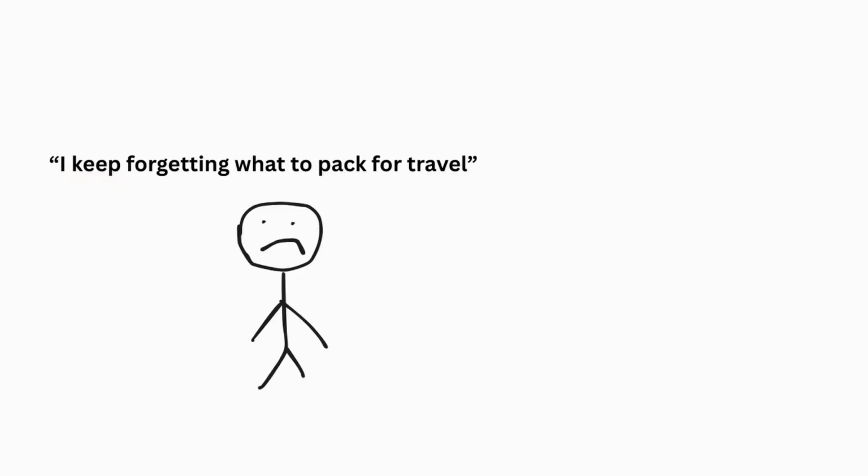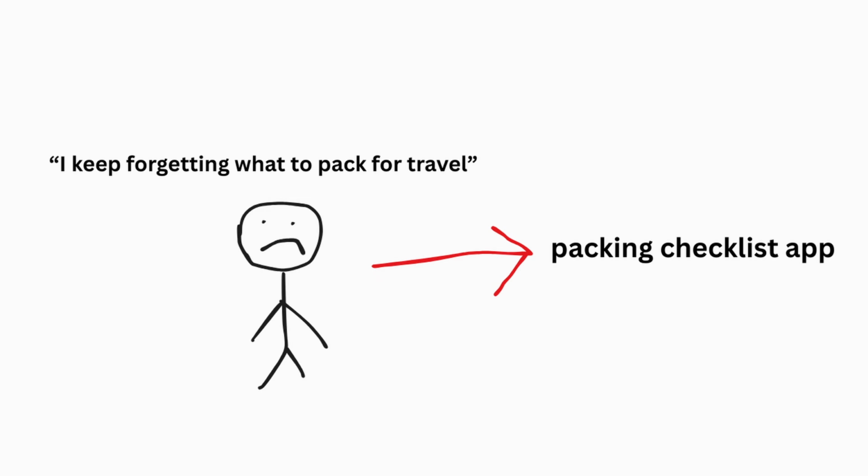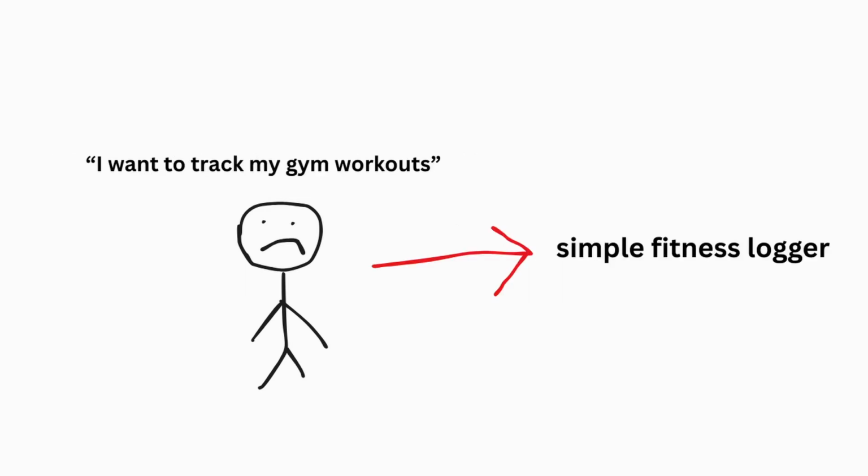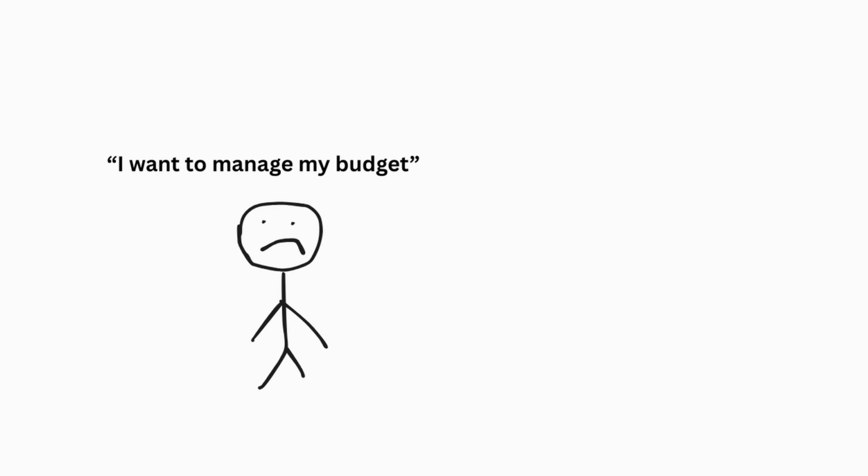For example, if your friends keep forgetting what to pack for travel, you can maybe create a packing checklist. Or if you want to track your gym workouts, you can build a simple fitness logger. Or if your friends want to manage their budget, you can build a finance tracker. Basically, for now, build something simple. This way, coding the projects will actually feel purposeful because you're coding to help people and not just coding for the sake of coding. And you will still continue doing the projects when times get tough.